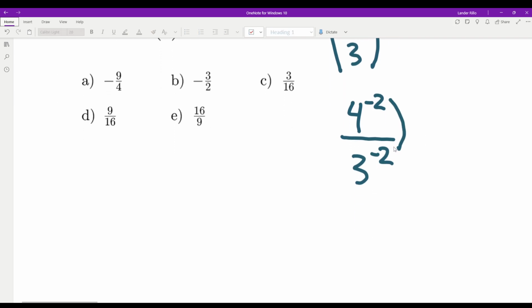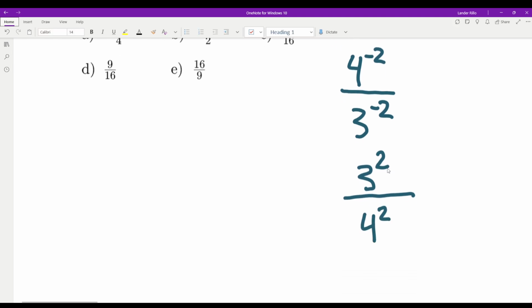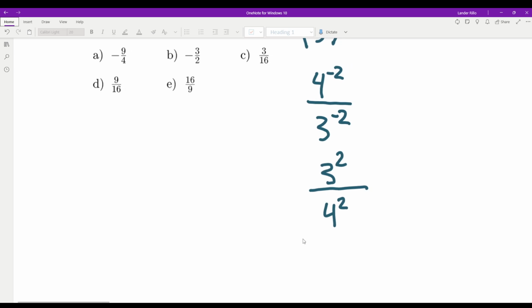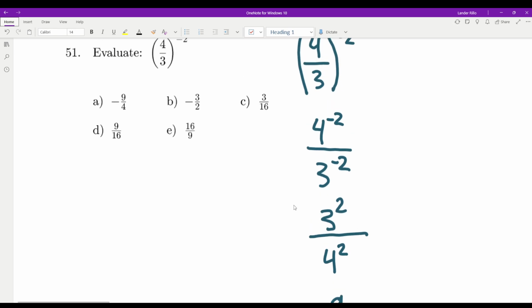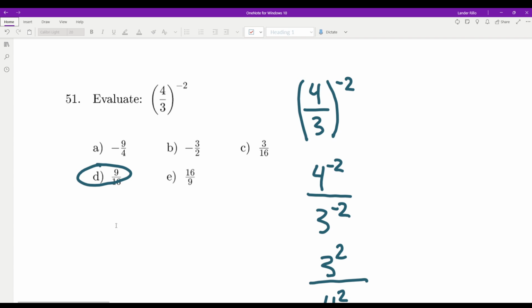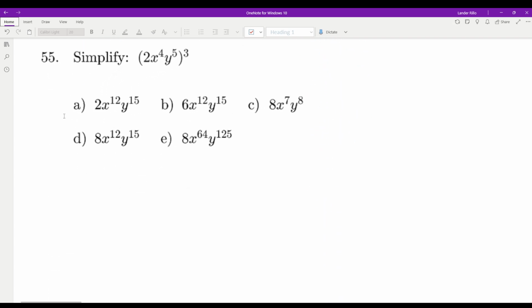Now, since they're both negative, it's much nicer to switch them around. Whatever this negative 2 is attached to this 4, you bring it down. Whatever this negative 2 is attached to this 3, you bring it up. So they just switch places. Now it's positive 3 squared at the top, and 4 to the positive 2, so that's 4 squared at the bottom. And then you can do 9 over 16 is your answer. That's D. Okay, makes sense.